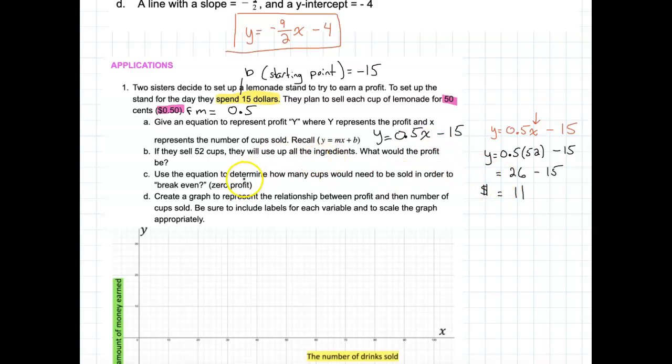All right, so use the equation to determine how many cups would be needed to be sold in order to break even. What the heck? That's a hard one. What does break even mean? Oh, zero profit. So that means Y is equal to 0. Ooh, this is a tricky one. But not too tricky, because we're pretty good at solving equations, right?